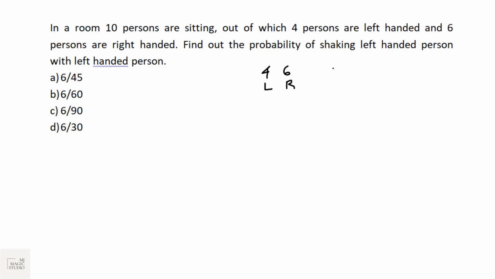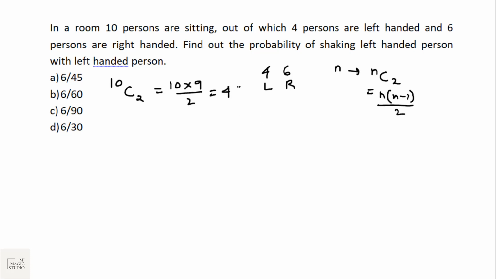Okay, if there are n persons in a room, the number of handshakes will be simply NC2. So if there are 10 persons in the room, the total number of handshakes when these people are shaking hands with each other is 10C2, that is 10 into 9 by 2. NC2 equals n into n minus 1 by 2. We can use this short formula directly. So this is 45. If 10 people are shaking hands with each other, there will be a total of 45 handshakes.